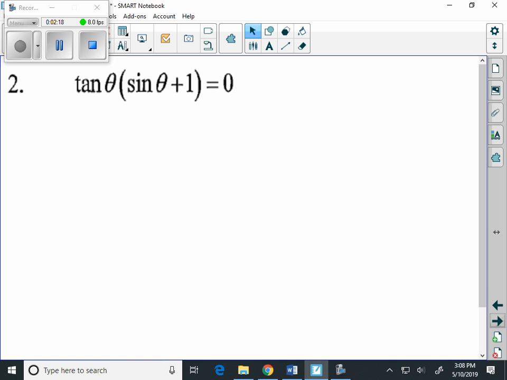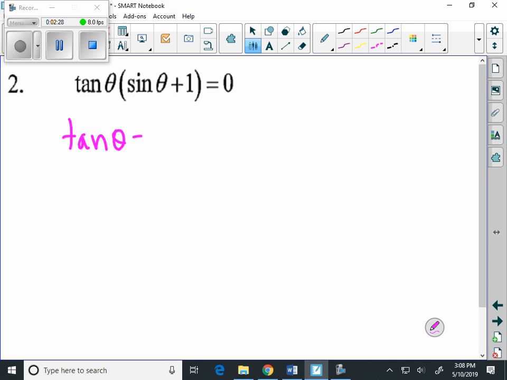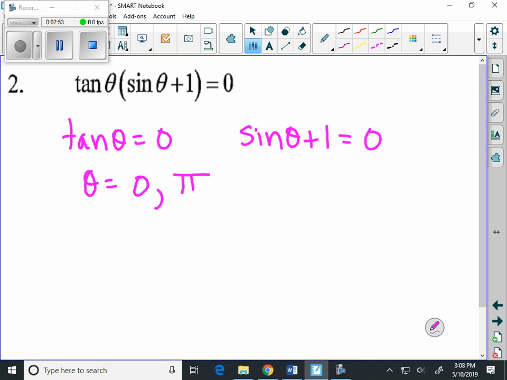Problem number 2, the nice part of this one is it's already factored for us. So we take tangent of theta and set it equal to 0, and sine theta plus 1, and set it equal to 0. Where does tangent equal 0? Theta equals 0, but also tangent of pi equals 0. Solving the other part of the equation, we get sine of theta equals negative 1. Where does sine of theta equal negative 1? That's going to be at 3 pi over 2.